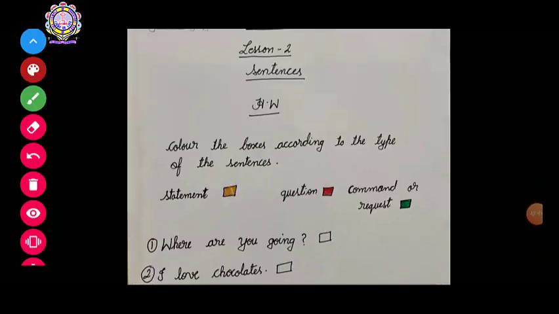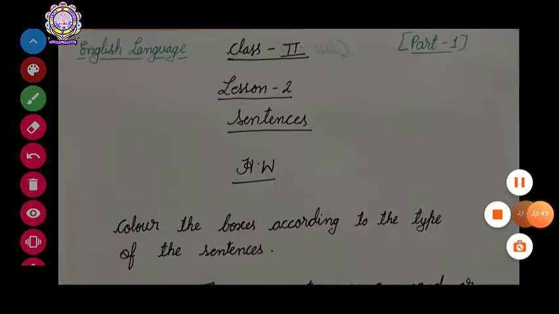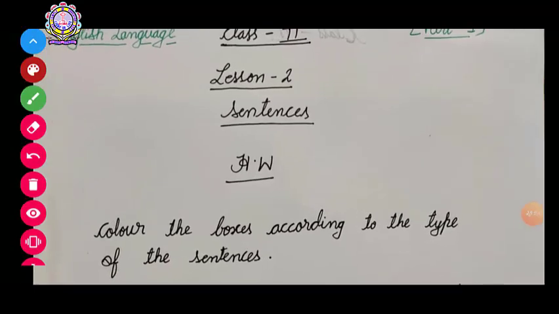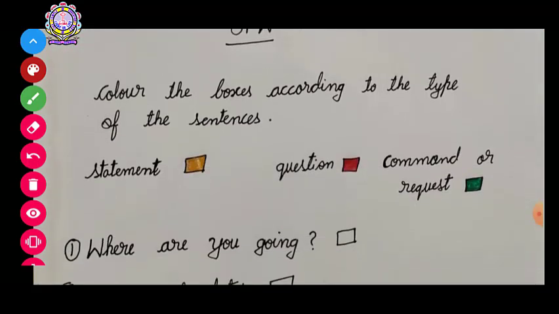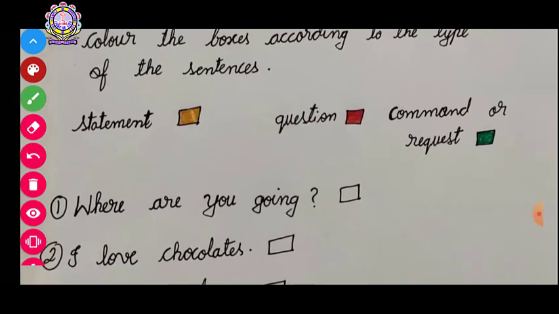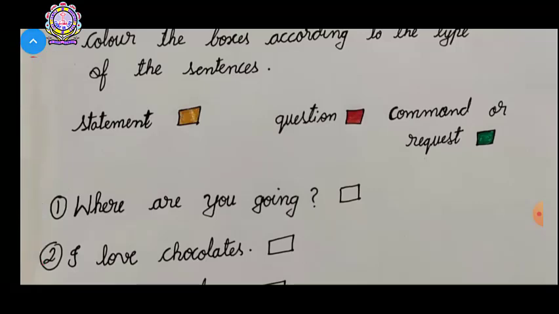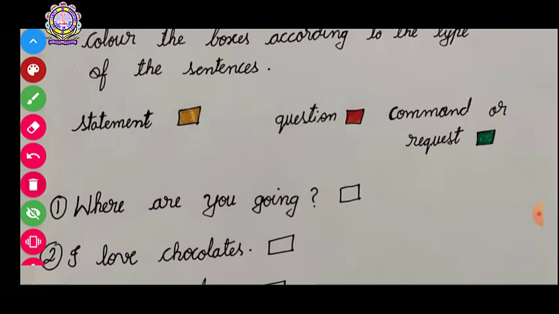Now here comes your homework. This is your homework. As you can see, color the boxes according to the types of the sentences. If the sentence is a statement, then you have to color it with the yellow color. Question, then with the red color. Command or request, then with the green color. This is your homework. Take the screenshot of this fast.